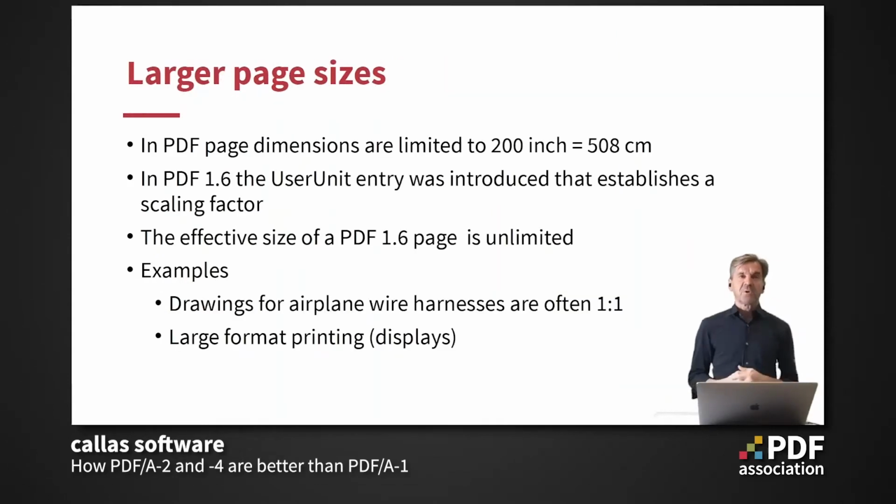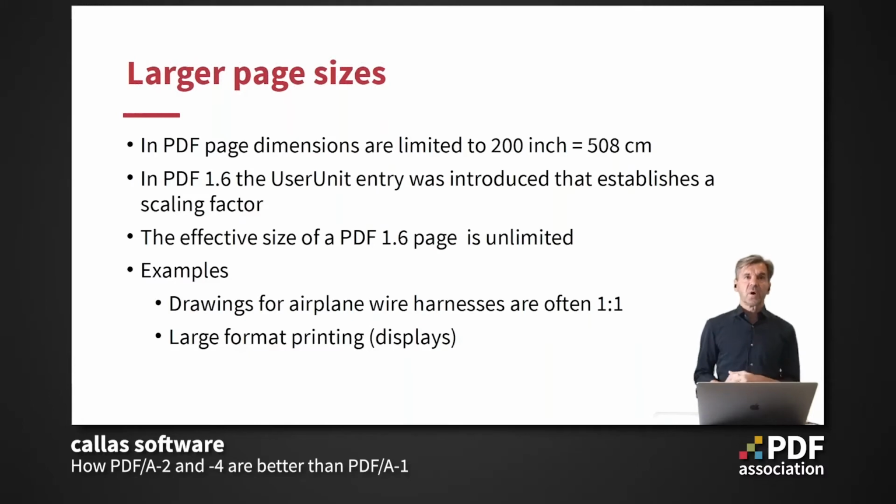So first, there are large page sizes. In PDF, the page dimensions are limited to 200 inch. That is as it is and still is the case up until ISO 32000-2, where there is no such limitation. But it was possible to create larger pages before by means of the user unit entry. That was introduced in PDF 1.6. And since PDF/A-1 is based on PDF 1.4, you can't use that user unit entry in a PDF/A-1 file.